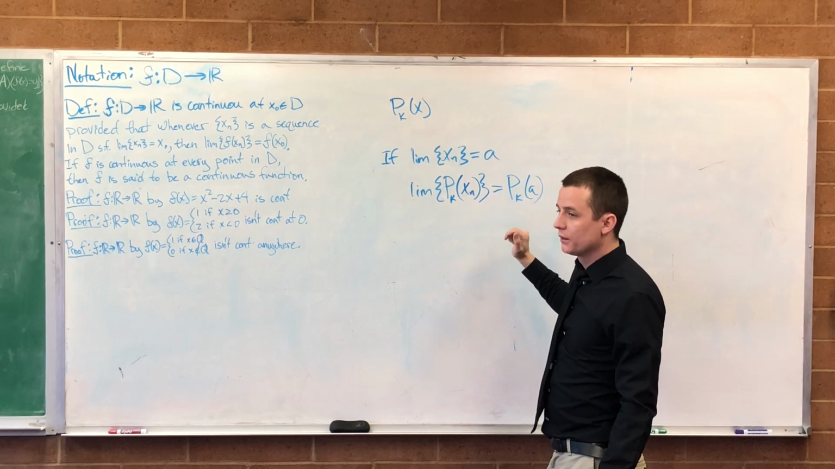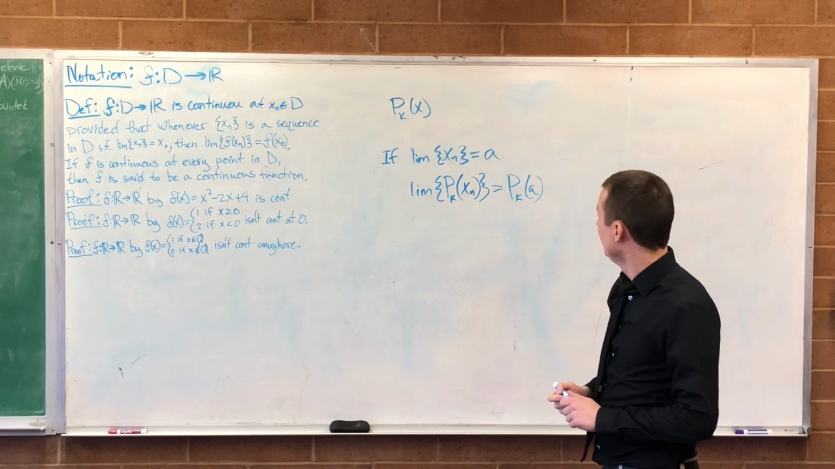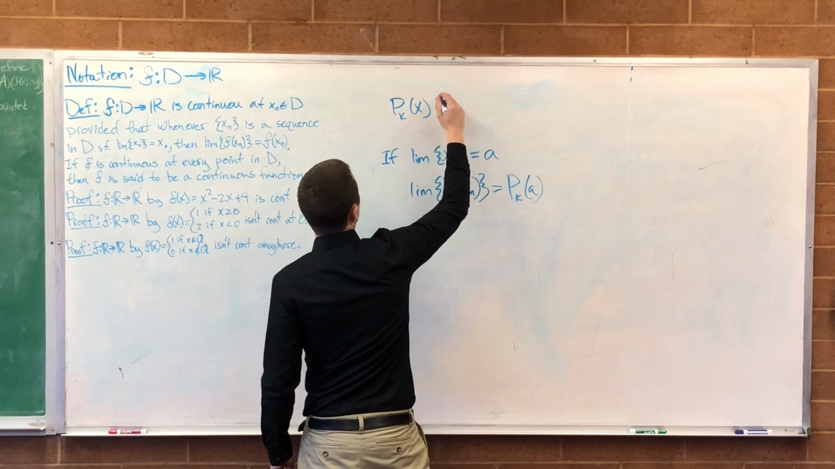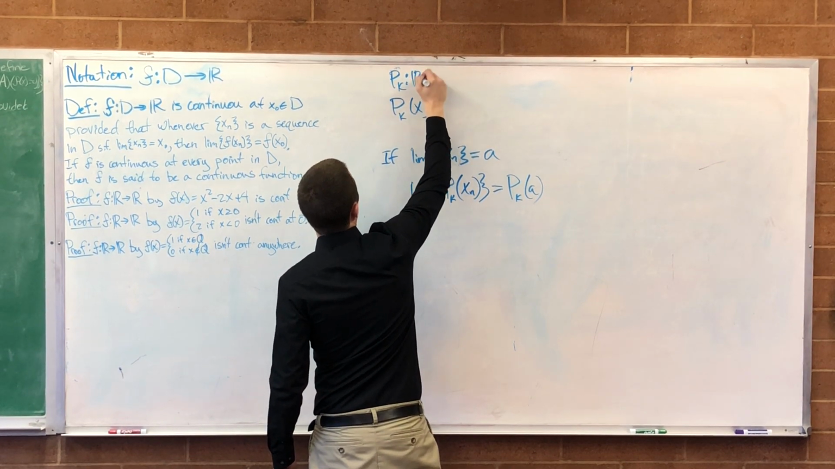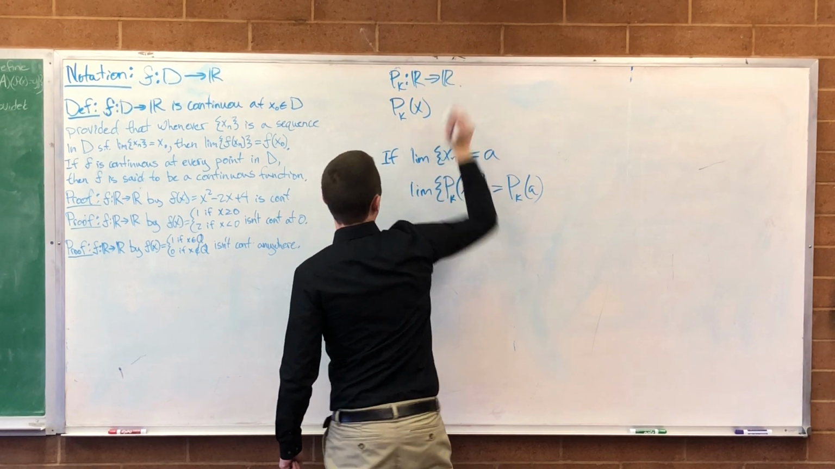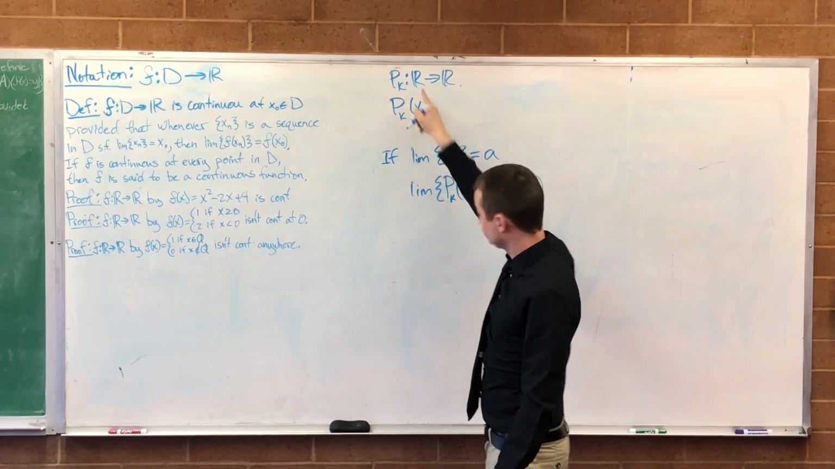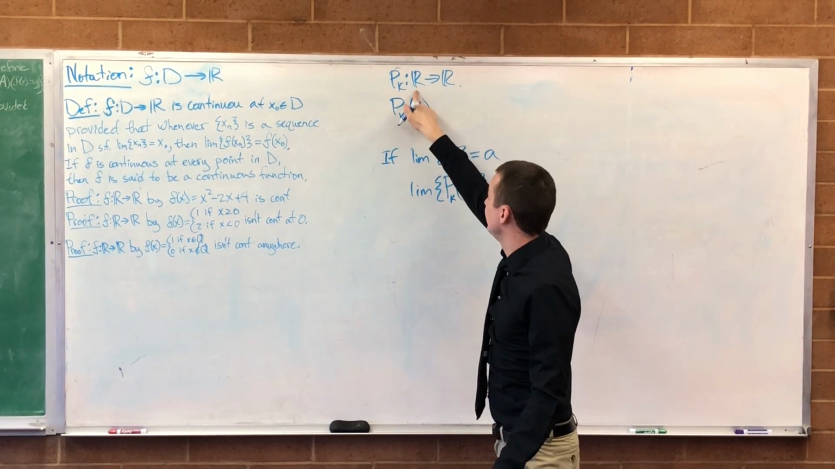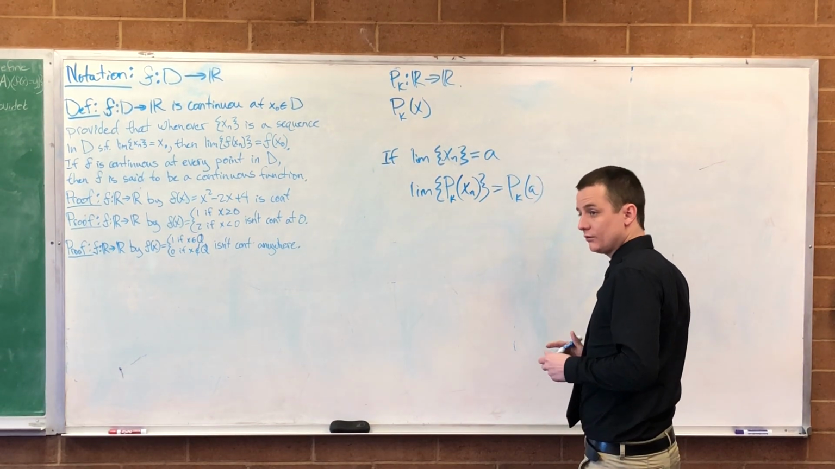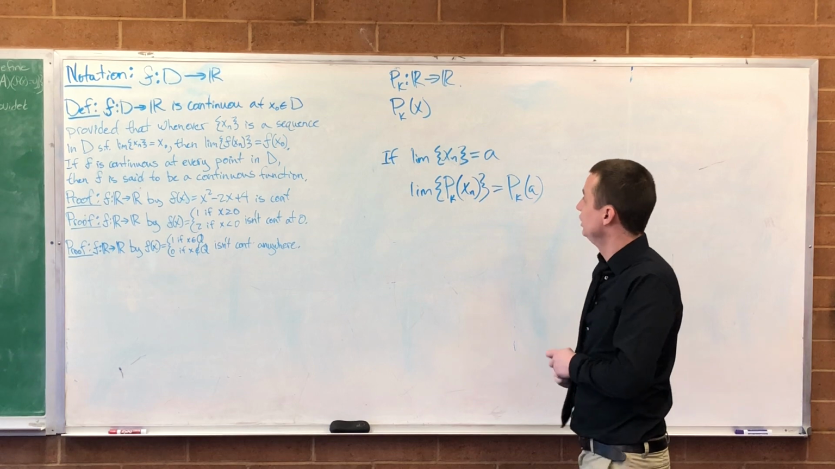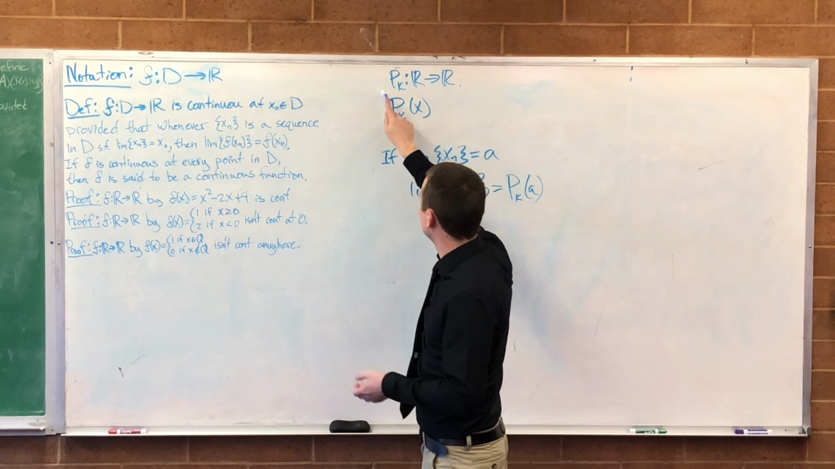Just to verify, the domain of a polynomial is all the real numbers, right? So if we think about p sub k being a function from the real numbers to the real numbers, and we let a be any real number we want, any point in the domain, and x of n being any sequence in the domain that converges to a, then this is always true. Therefore, a polynomial is continuous at every point in the domain, therefore it's a continuous function because it's continuous across its whole domain.